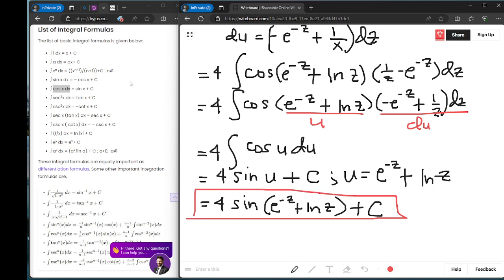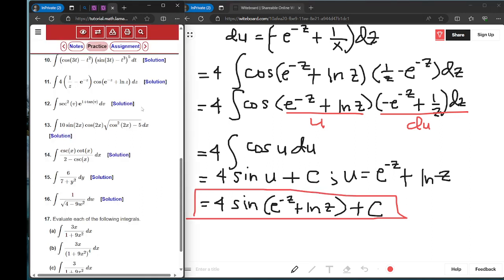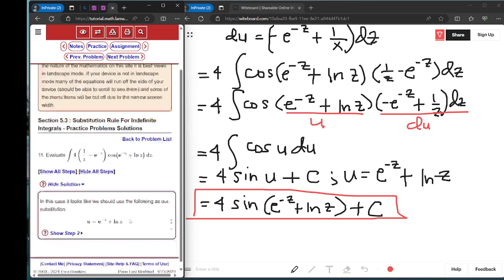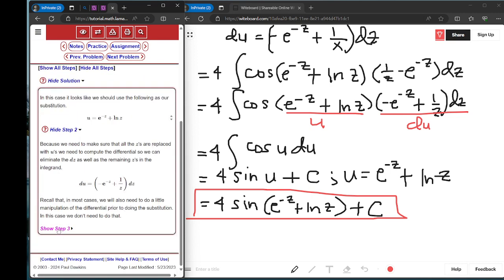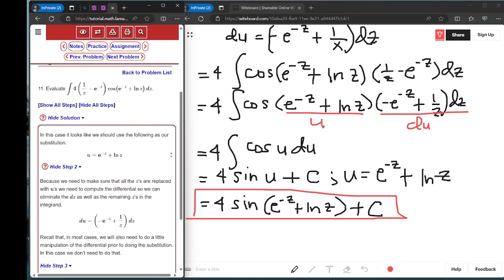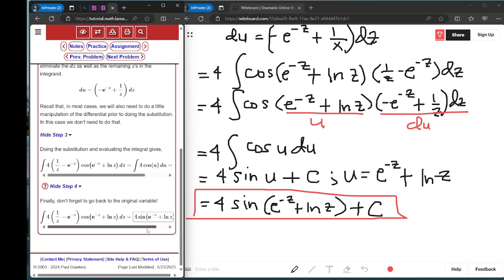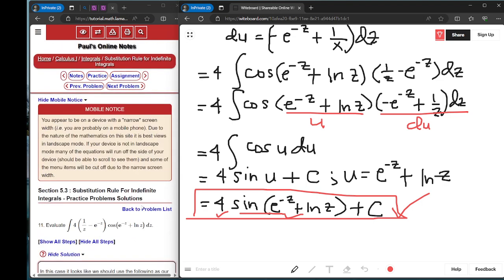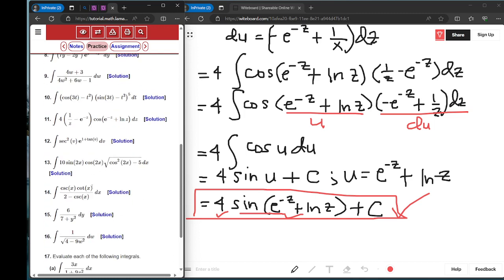Okay, here it is. Let's check if we got the correct answer in problem number 11. Since we're reviewing, we can open some references. The final answer is 4 sine of e to the negative z plus ln z, correct? Plus c. All right, yeah, back to the problems.